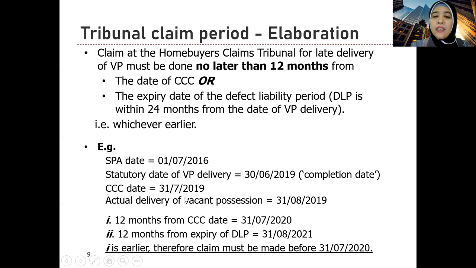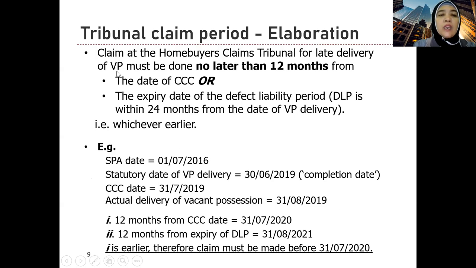In reality, if you aim for completion date on 30th of June 2019, CCC should be issued before 30th of June, because a condition for vacant possession is CCC already issued. So in this case, there was a delay in construction which caused the CCC only to be issued on 31st of July 2019, and the actual delivery of vacant possession on 31st August 2019.